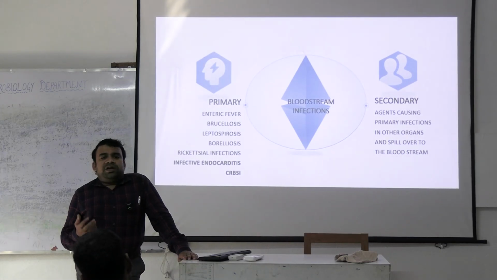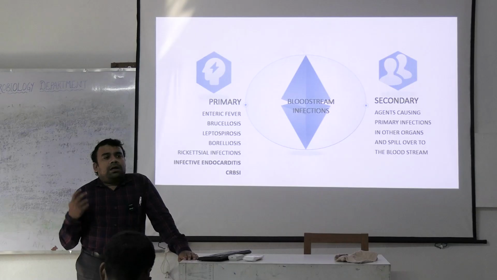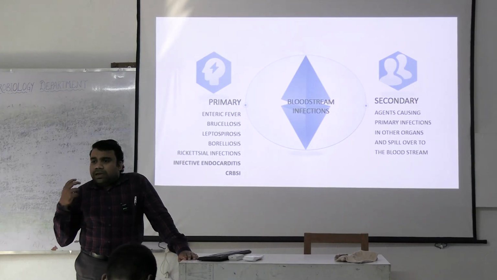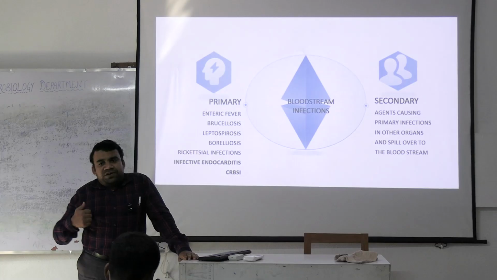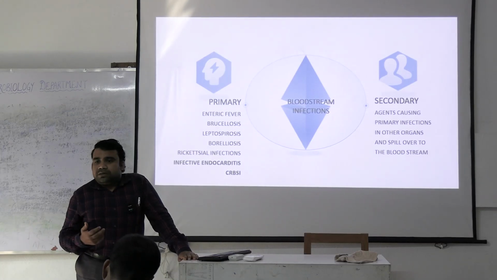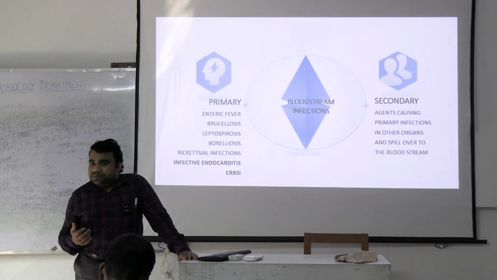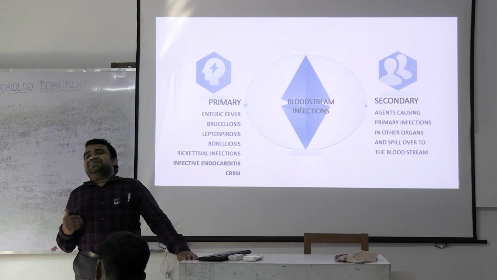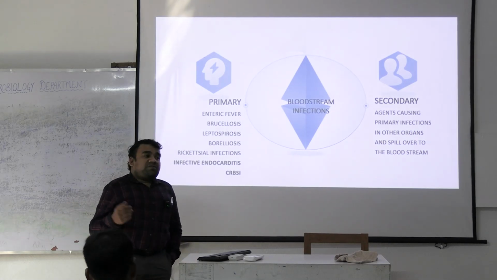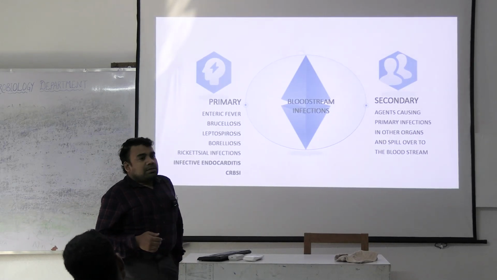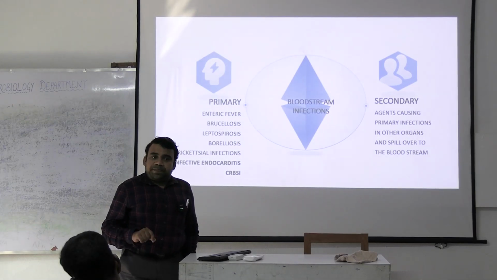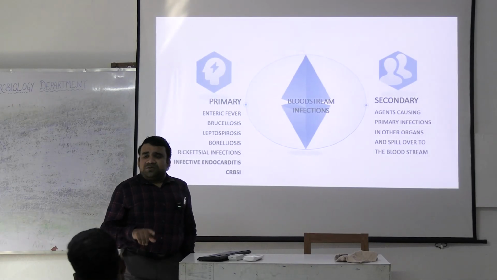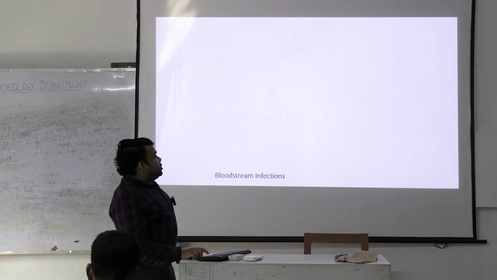Now, if I give you an example, a patient has come with an injury to the leg, and now he has developed an abscess over the leg. And if he develops bacteremia, what will that be? That will be secondary bacteremia. But if a patient is having symptoms of enteric fever, that means Salmonella typhi is causing primary bacteremia. The pathogenesis revolves around the infection of the bloodstream.